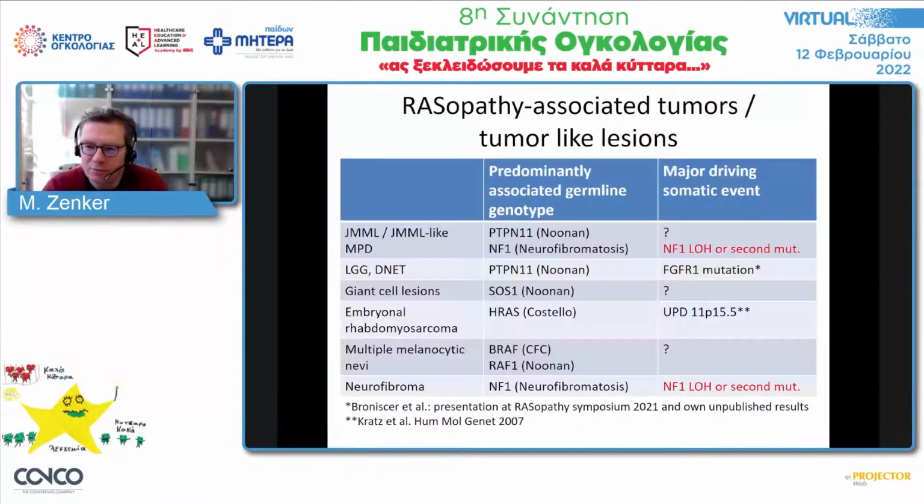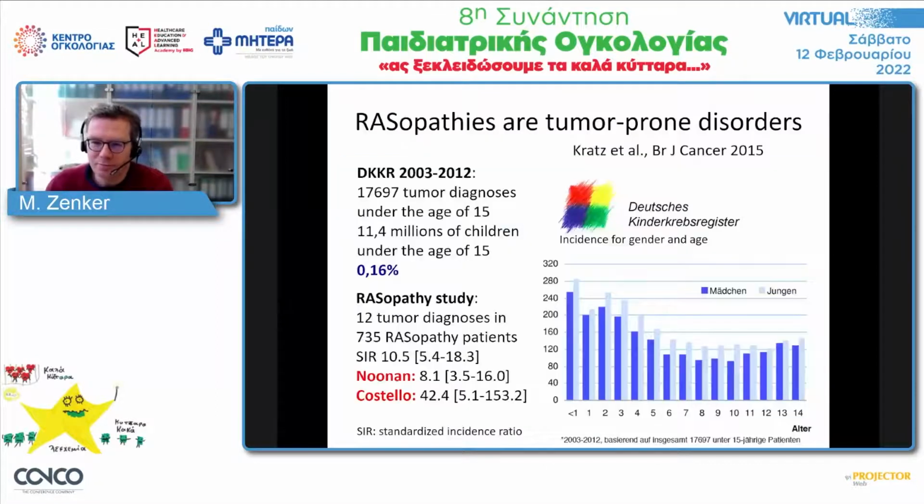And we know a little bit about these rasopathy-associated tumors. Of course, everyone knows about NF1-related tumors, and they all need a loss of heterozygosity or loss of the wild-type allele. In other conditions like Noonan's, for example, the probability of such a secondary event that leads to tumorigenesis is less, and we actually do not exactly know what the mechanisms are.